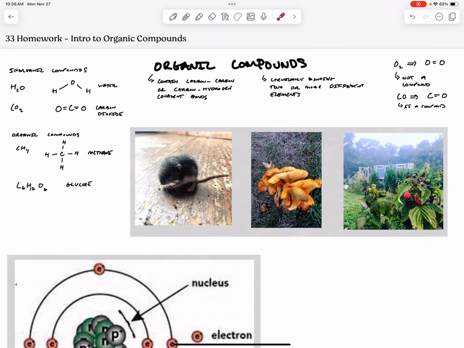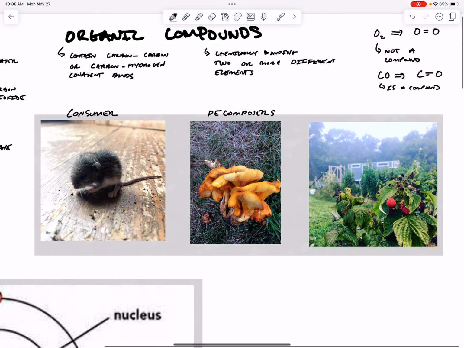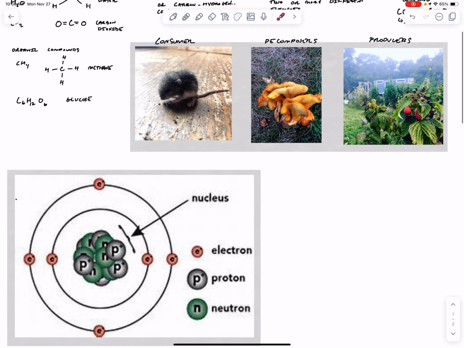Okay, so we're going to spend a good amount of time talking about organic compounds. And the reason for that is because all living organisms are made up of the same organic compounds. So if we look at the organic compounds that are in consumers or decomposers or producers, we're going to see the same organic compounds iterated again and again and again in slightly different proportions, but all living things are made up of the same basic building blocks, which is really quite remarkable.